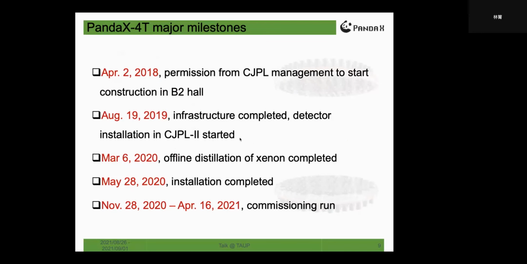From then on, the detector installation and offline distillation of xenon was started. In March of 2020, the offline distillation was finished, and in May, the detector installation finished. Testing and adjustment of all systems were then started. Finally, in November 2020, all systems were ready, and we started commissioning data taking until April 2021.